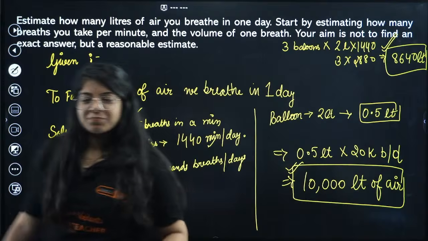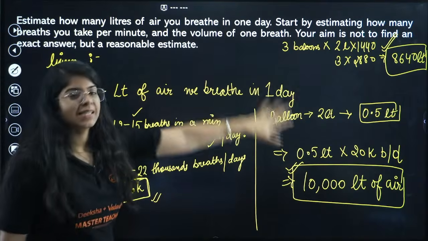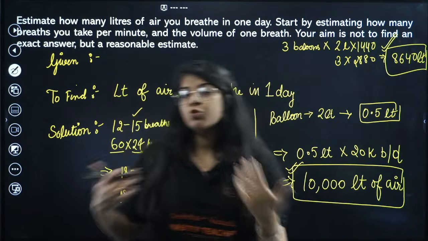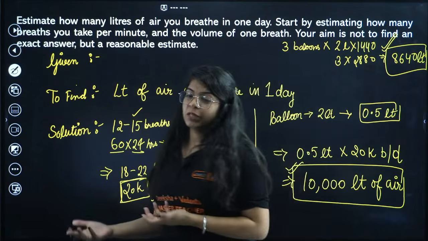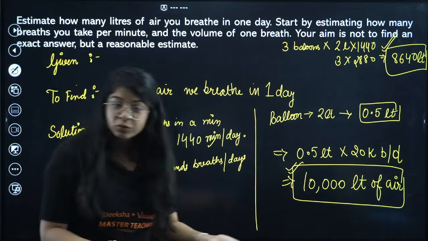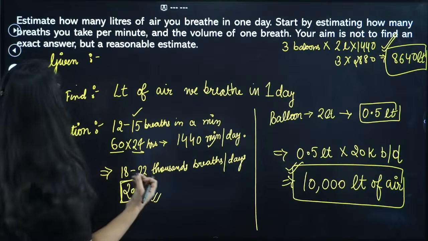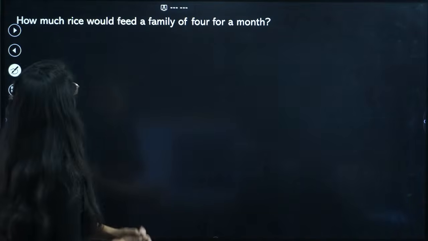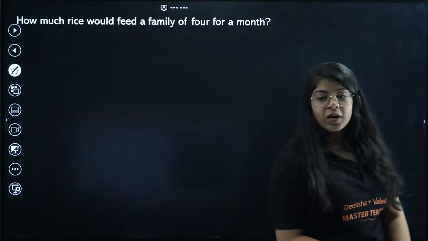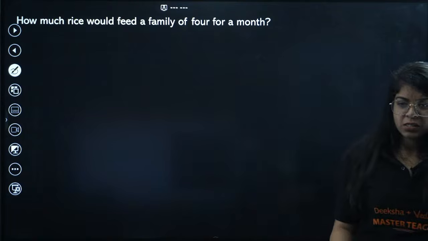Okay, done. So this is how we predict, and it won't be the same every time. We used balloons. We can use something else the next time. We can take help of something other than balloons, right? So we can move on to the next thing, that is how much rice would feed a family of 4 for a month.